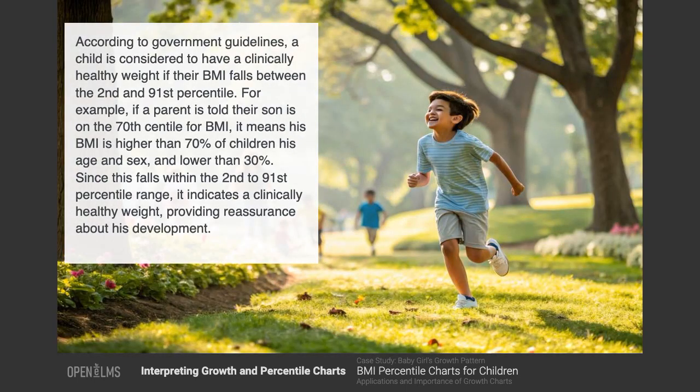According to government guidelines, a child is considered to have a clinically healthy weight if their BMI falls between the 2nd and 91st percentile. For example, if a parent is told their son is on the 70th centile for BMI, it means his BMI is higher than 70% of children his age and sex, and lower than 30%. Since this falls within the 2nd to 91st percentile range, it indicates a clinically healthy weight, providing reassurance about his development.